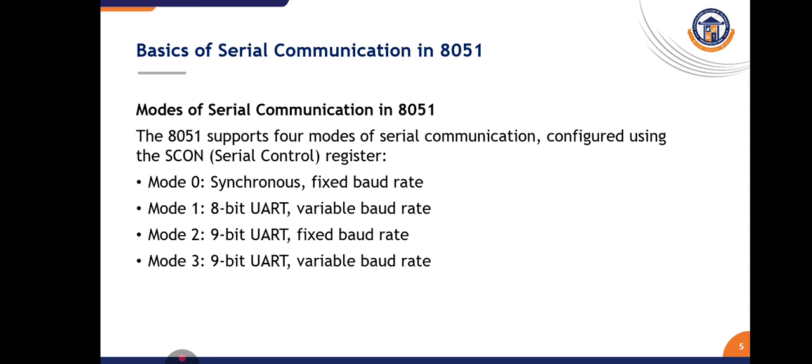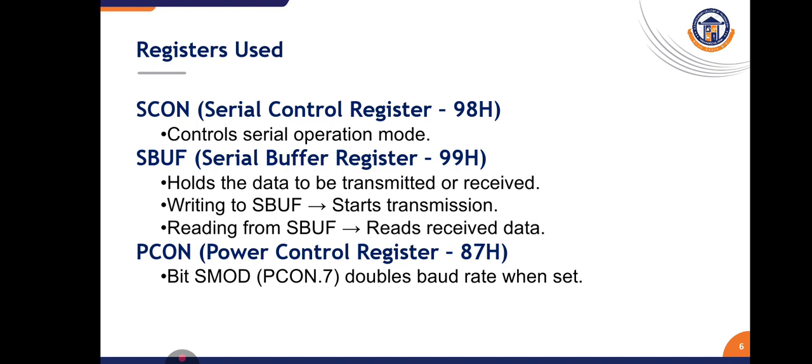These are the modes of serial communication in 8051. We have four modes: mode 0, mode 1, mode 2 and mode 3. Mode 0 is a fixed baud rate and mode 1 is a variable baud rate. Mode 2 is a 9-bit UART with fixed baud rate and mode 3 is a 9-bit UART with variable baud rate. These are the major registers used for serial communication: SCON, SBUF and PCON. SCON is used for controlling the serial operation mode, SBUF holds the data to be transmitted and received, and PCON is for changing the baud rate.